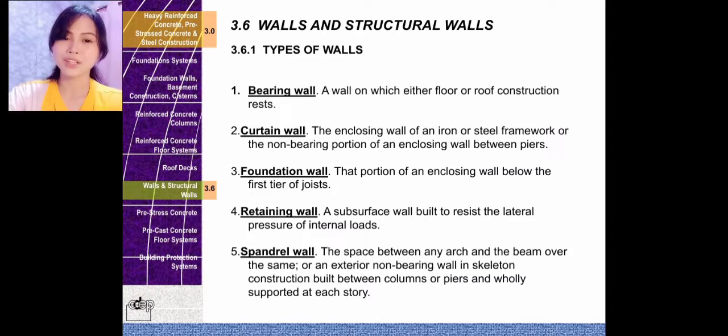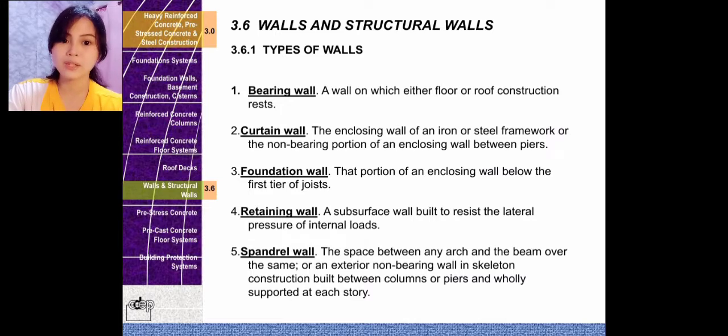Next are curtain walls, the enclosing wall of an iron or steel framework, or the non-bearing portion of an enclosing wall between piers. So a curtain wall is defined as a thin, usually aluminum framed wall containing infills of glass, metal panels, or thin stone. The framing is attached to the building structure and does not carry the floor or roof loads of the building.